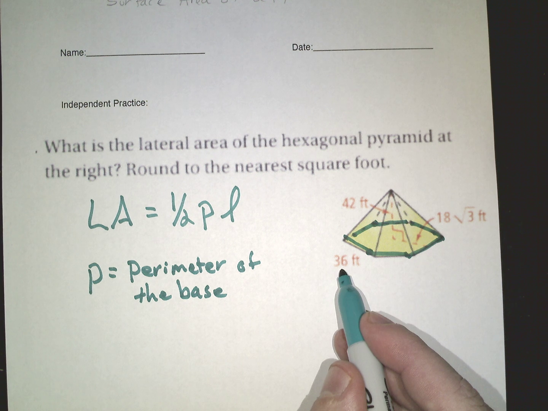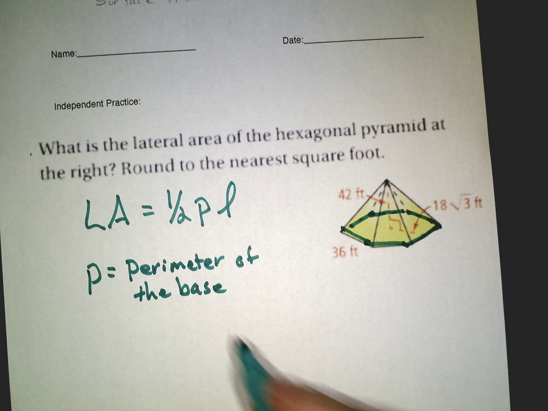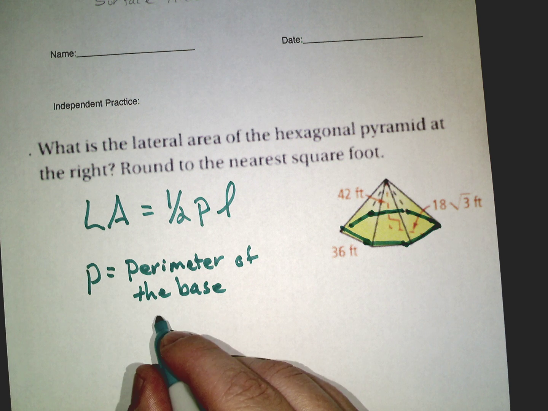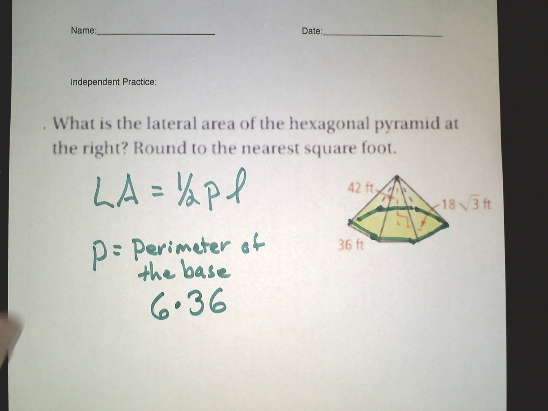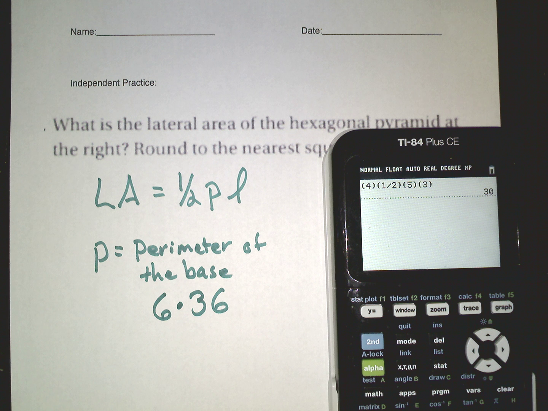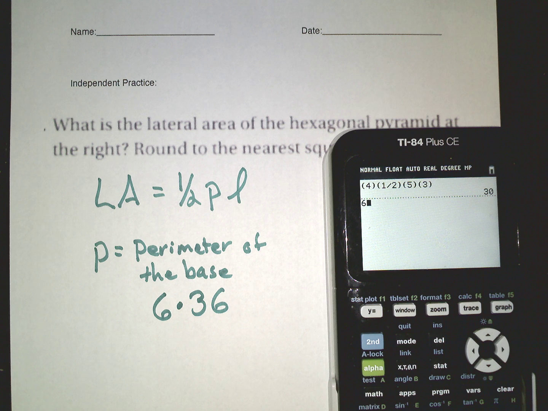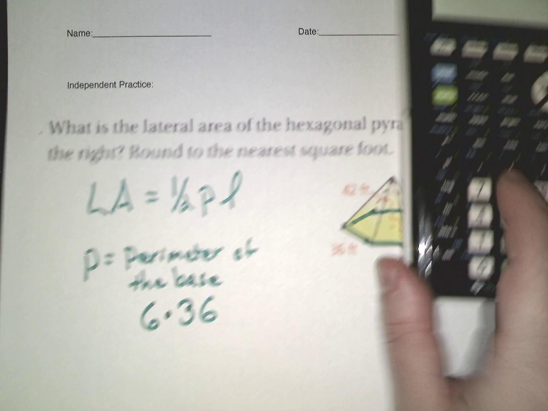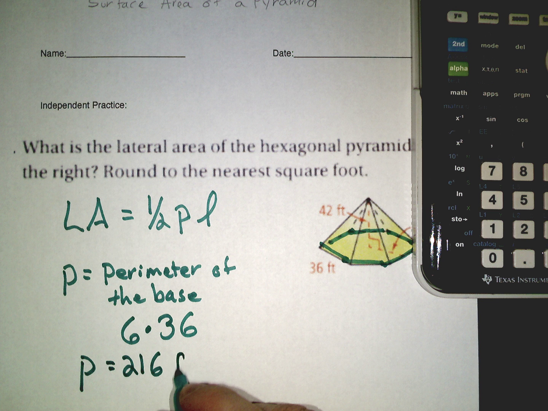Each side, it looks like, is 36 feet. Now, I could do 36 plus 36 plus 36 plus 36, 6 times, or I could just do 6 times 36. I'd rather do that. So the perimeter, remember, is just adding up all the sides of the base, which is a hexagon. So 6 times 36 gives us 216. So this key piece of information, P, is 216 feet. Not feet squared, because the perimeter is not the area.